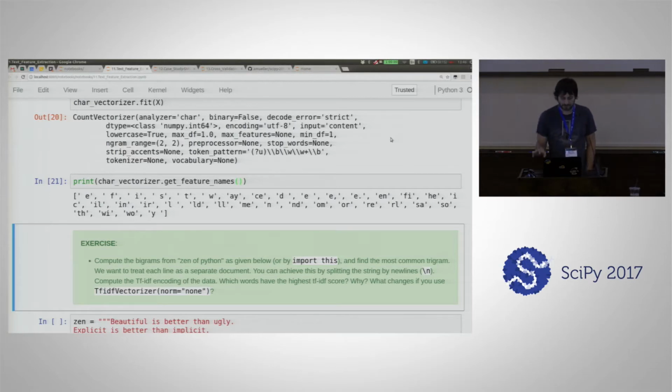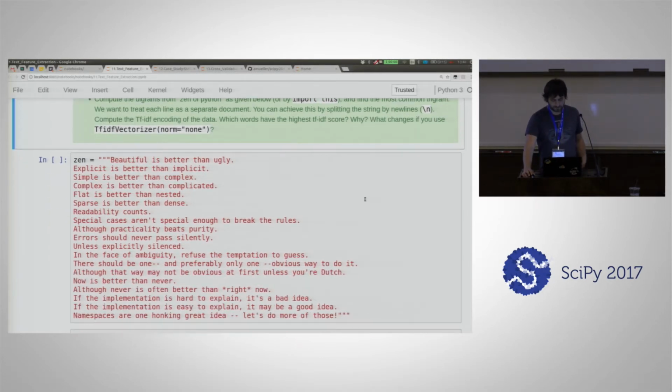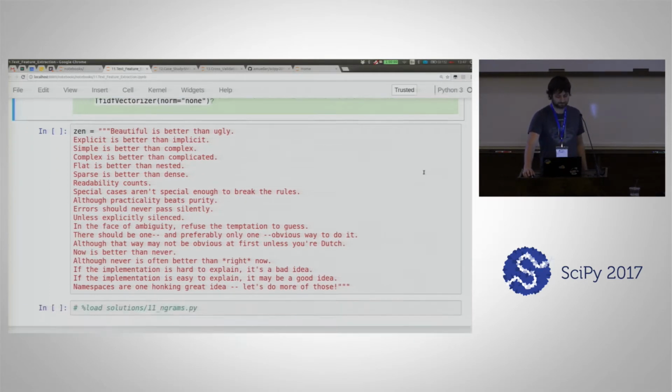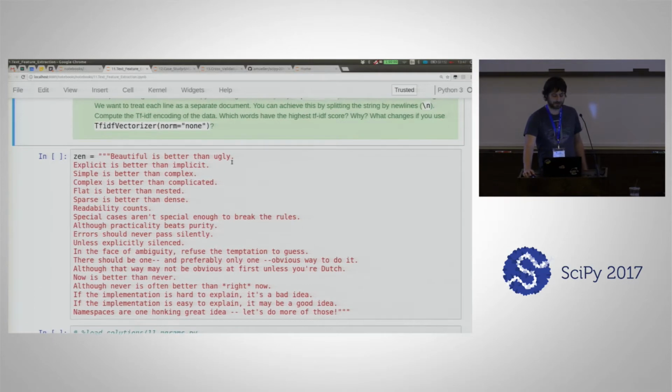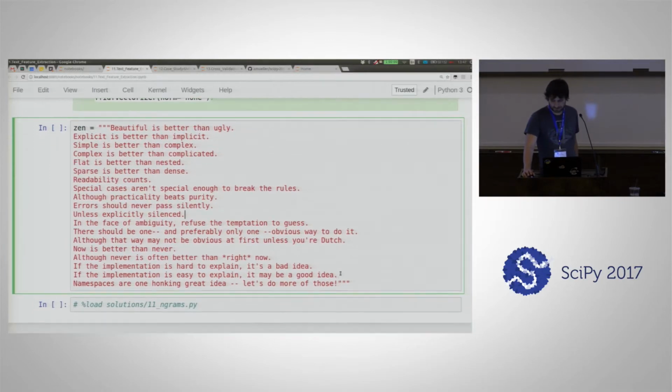So what I'd like you to do as an exercise is compute the bigrams and trigrams from the Zen of Python, and treat each line as a separate document, and then compute the TF-IDF encoding of the data. And find out what are the things that have the highest TF-IDF. And so here's the text. You just need to split it by new lines so you get separate documents. I'll give you like 5 minutes for that.